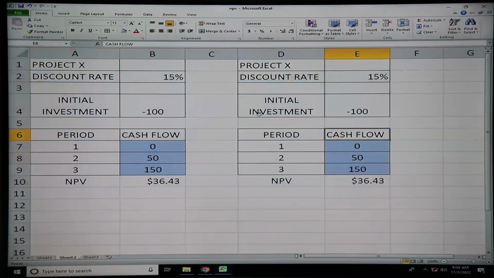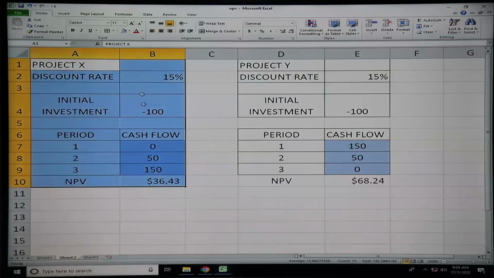So I've just copied this data, but renamed this project as project Y. In project Y we invested the same cash. But the cash flow was different. We started with 150. We are not changing the formula. It remains 0. We just change the values. Notice, kind of magic.